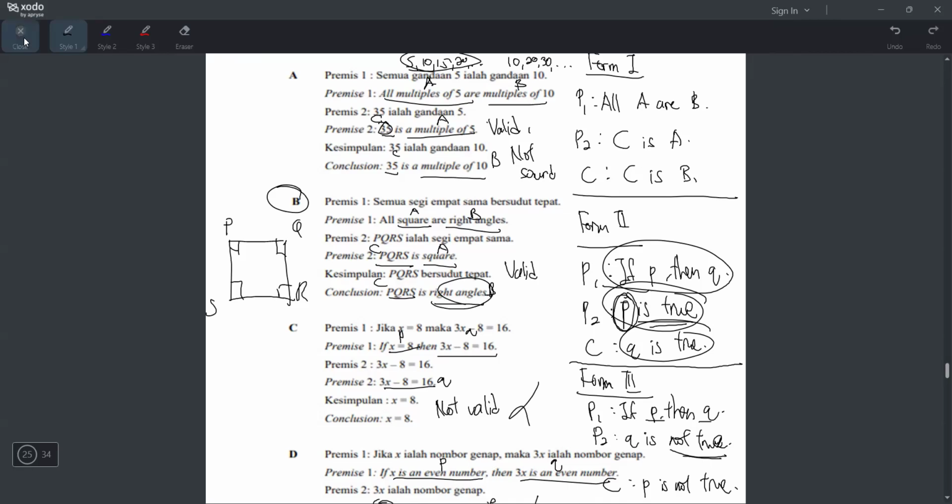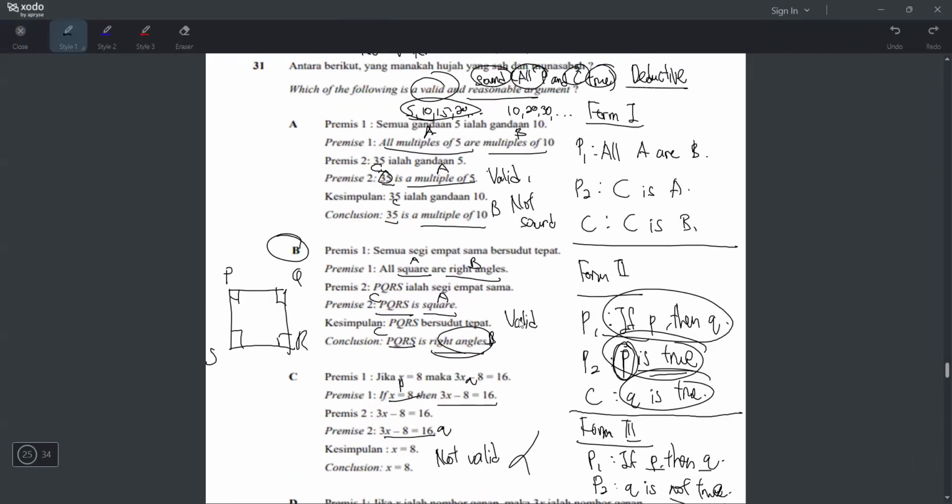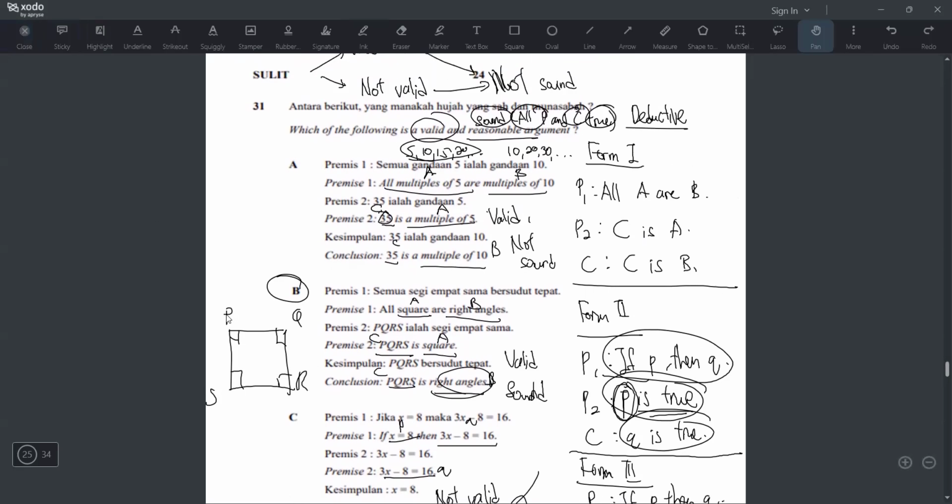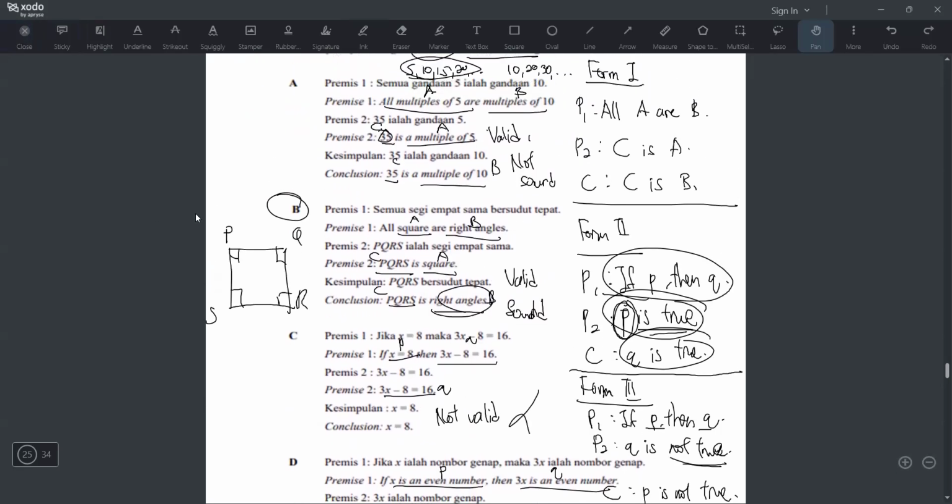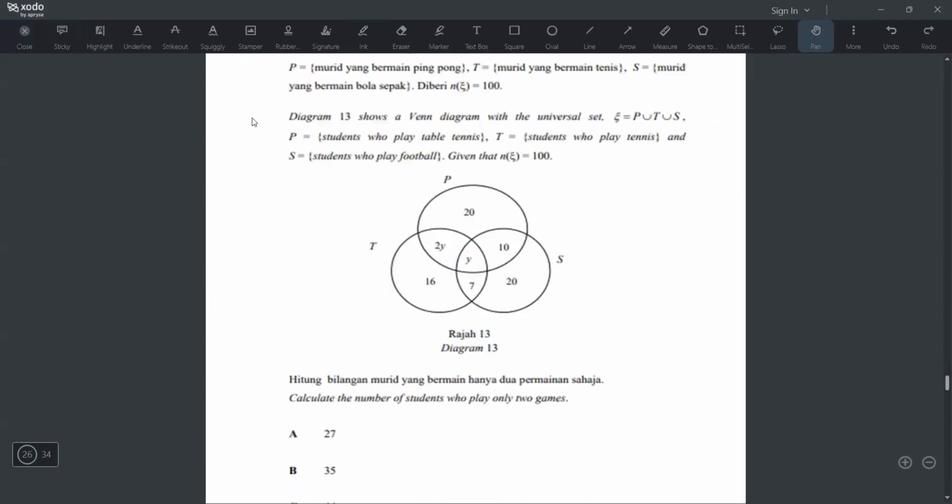Okay, so yeah, B is the answer because it's valid. Dia ada ikut form number 1, dia ada ikut format, and dia sound sebab dia punya all the premise and conclusion semua true. Okay, so B is the answer, right? Okay, sudah siap.